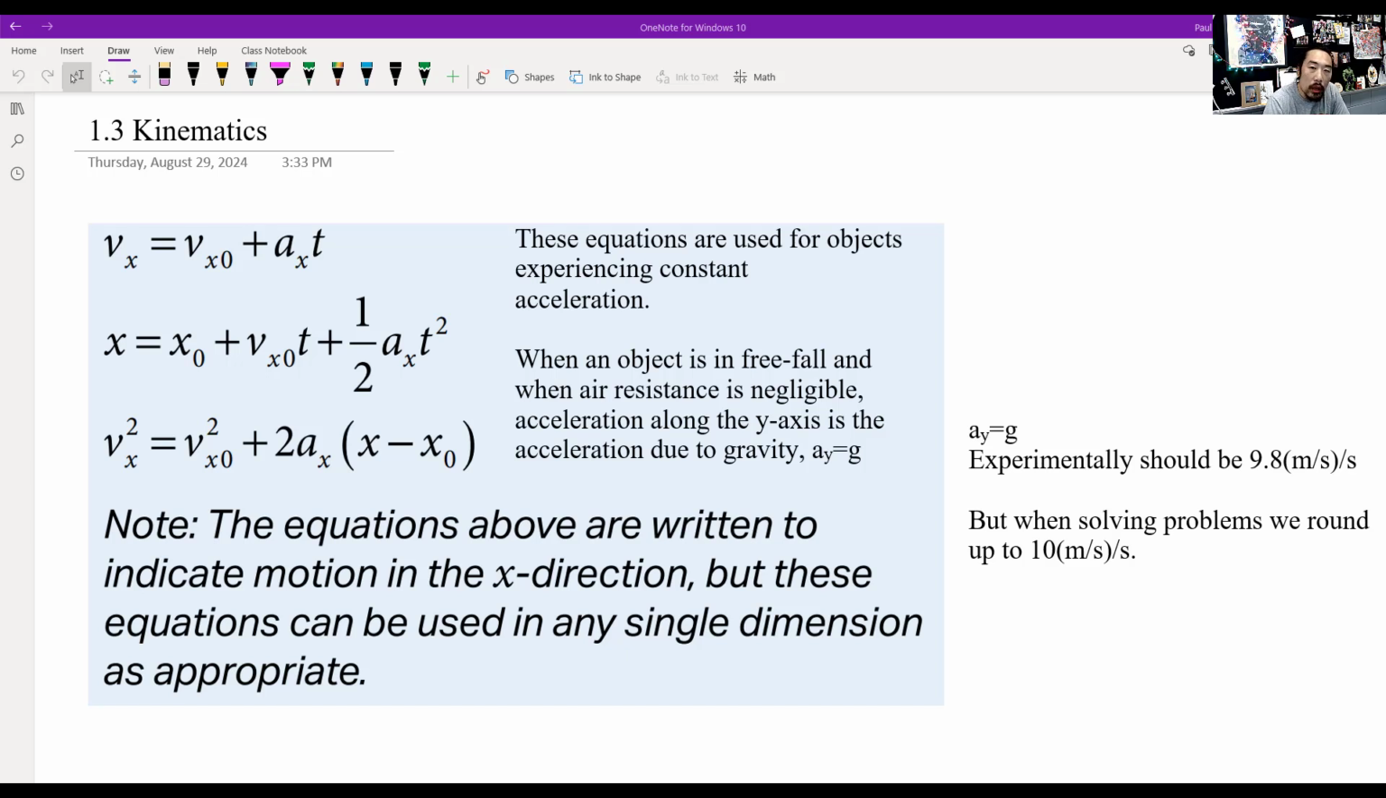In this video, we are going to go over the kinematics equations. So our entire unit is named after kinematics, and kinematics is the study of motion.